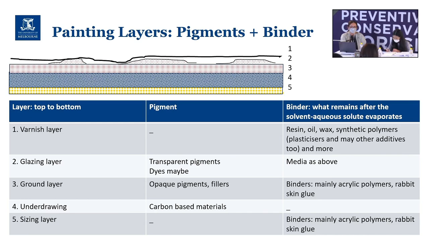So if we go from the top layer to the bottom, we have a varnish layer, a glazing layer, a ground layer, underdrawing, and then sizing layers. And then we might also have the canvas and the auxiliary support.